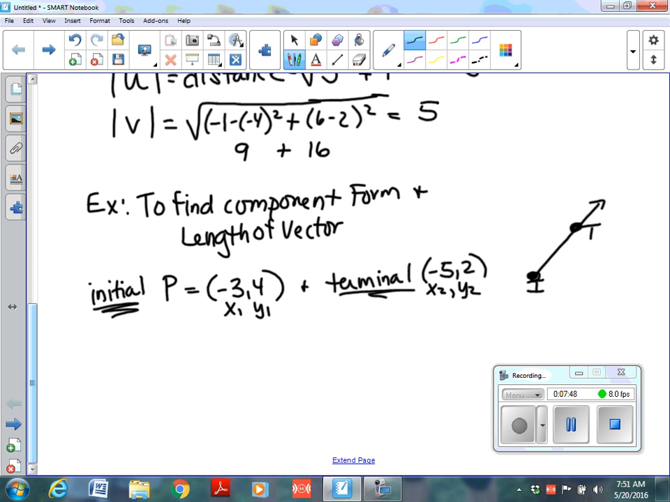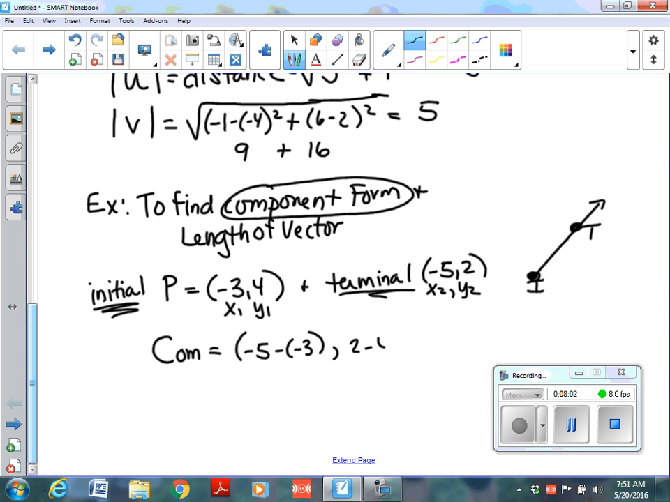So the first thing I'm going to do is find the component. To find the component, I'm just going to do x2, which is negative 5, minus negative 3, and I'm going to take 2 minus 4. So what's the component? The component is <-2, -2>.